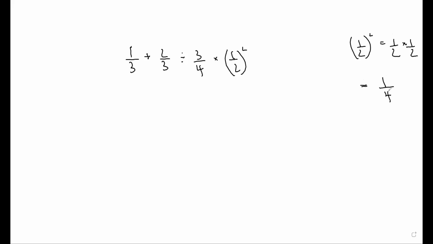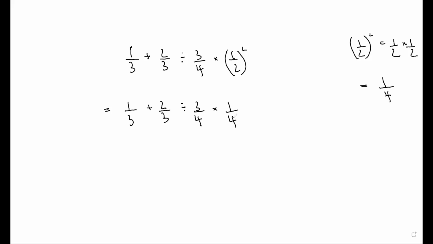So that part actually isn't too bad. So let's rewrite this and we'll replace the 1 over 2 squared with 1 over 4. So this is 1 over 3 plus 2 over 3 divided by 3 over 4 times 1 over 4. So that makes it look a little better. Okay, what to do next? We got plus, we got division, we got multiplication. We got to do the division and multiplication parts first from left to right.